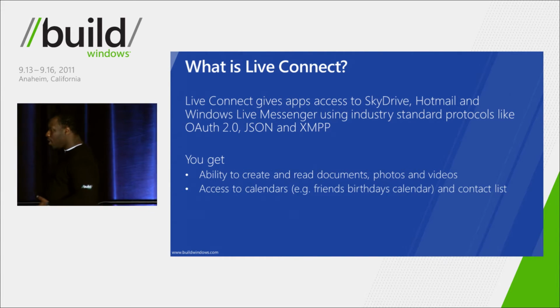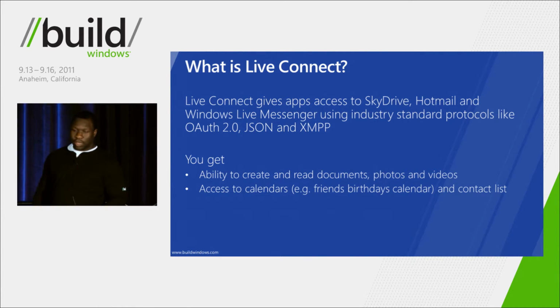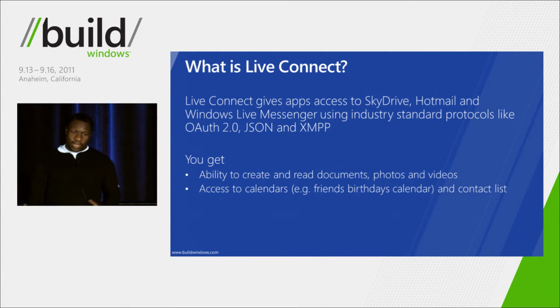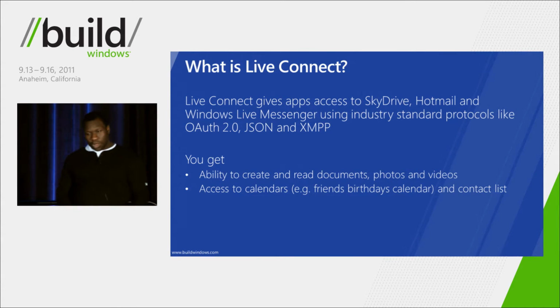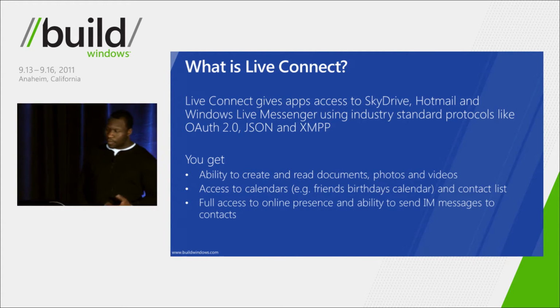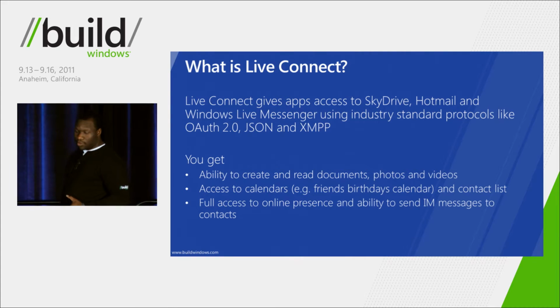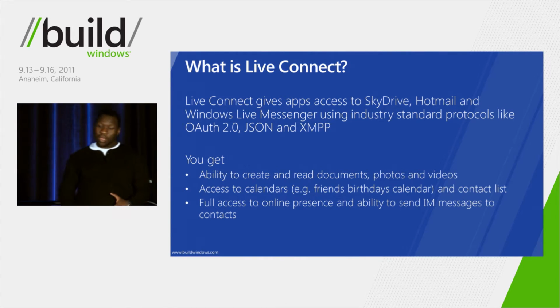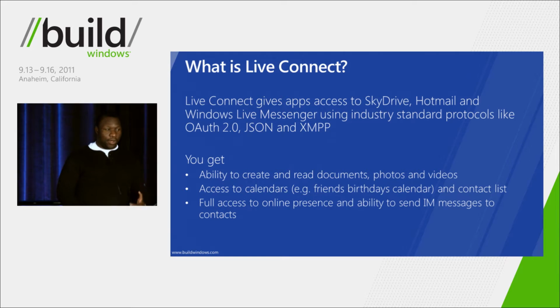With Hotmail, you get access to their calendars in the cloud. And when I say calendars, users can have multiple calendars. For example, when you saw me log in, some of you may have noticed that a bunch of my friends' birthdays were listed. That's my birthdays calendar, which is a different calendar from the calendar where I put my appointments. So all of those calendars are available to the application. Oh, you also get access to the user's contact list. In addition, you have full access via, again, industry standard XMPP to the user's online presence and the online presence of their contacts, and can even send them IM messages.